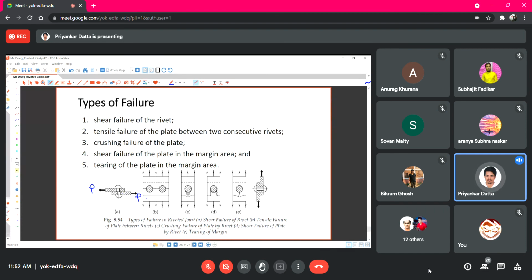So other failures are there. One is tensile failure, and also shear failure of the margin, tearing is there. All these will be discussed in detail during the machine design class, and also the relationships to calculate the dimensions of the rivet and everything, mathematical discussion, failure criteria, failure prevention, everything will be discussed during your machine design class.